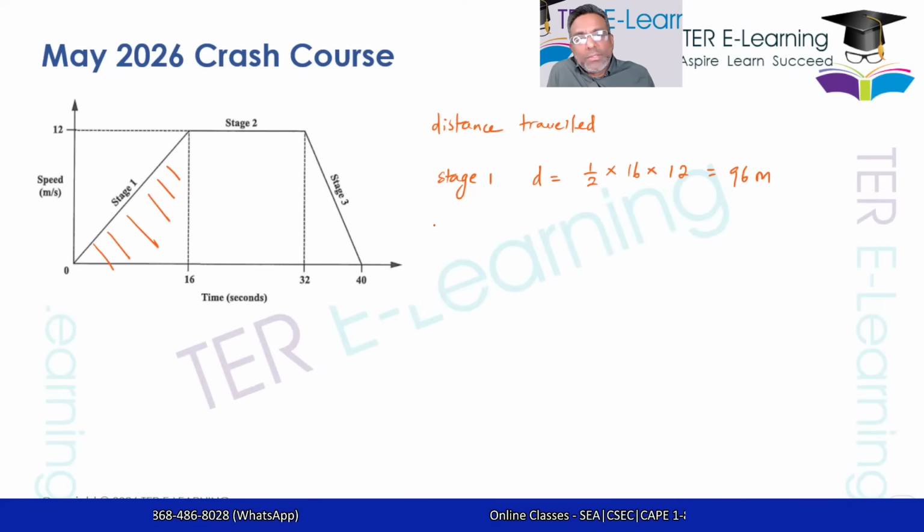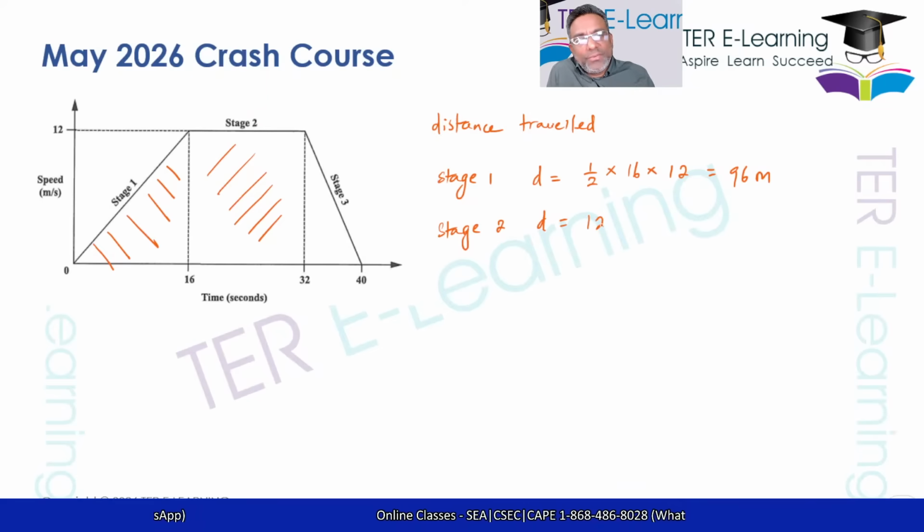So that's stage 1. For stage 2, they could have asked us to work out the distance in stage 2. And all we need to do is work out the area of this rectangle here. Now here you have to be careful. So the height of the rectangle here is 12 multiplied by the base. Now the base is from here to here. So you need to take 32 and subtract 16. So that's going to be 16 here. So this is going to be 12 by 16. And that's going to be 192 meters.